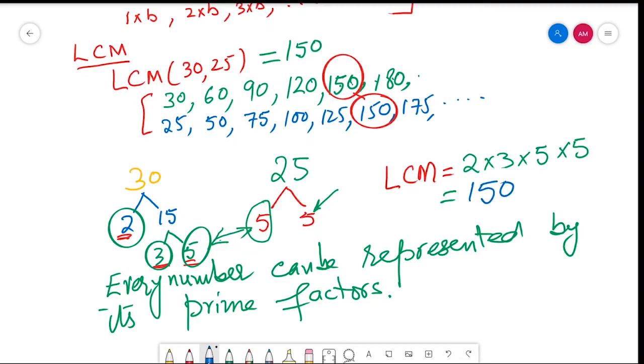So we again found that the LCM of 30 and 25 is 150. We did it by prime factorization. So this is our today's lecture.